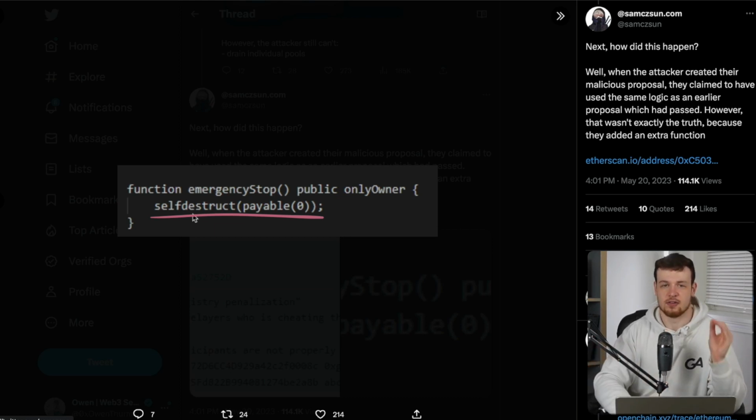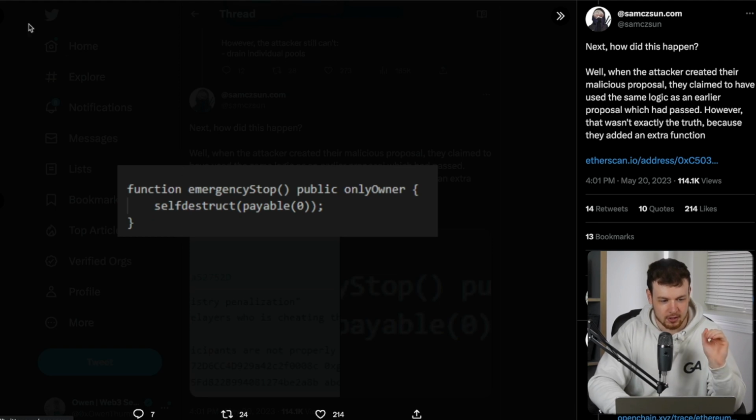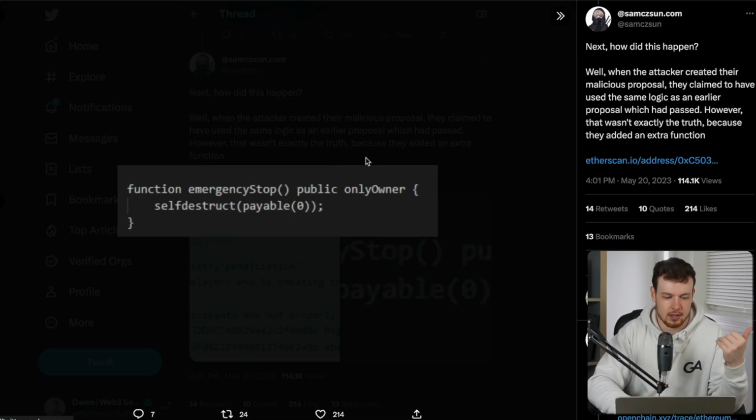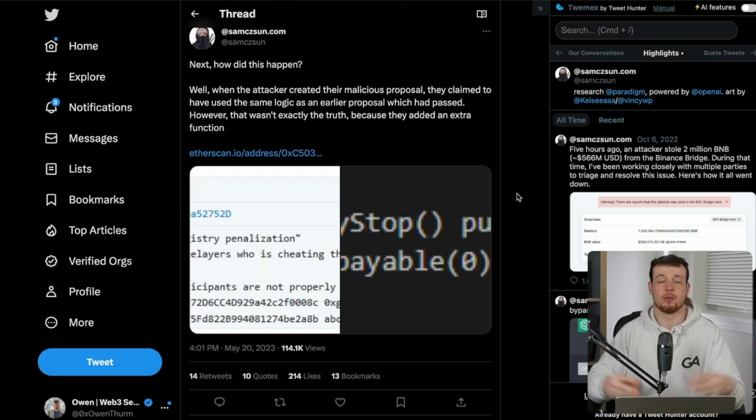And then this is exactly where the idea of metamorphic contracts comes in. Entirely because that self-destruct was in that contract, in this emergency stop function, what the attacker was able to do is actually take the code that was deployed at this current proposal contract and basically self-destruct that and essentially replace it with a brand new proposal contract after this proposal had already been voted on and passed.